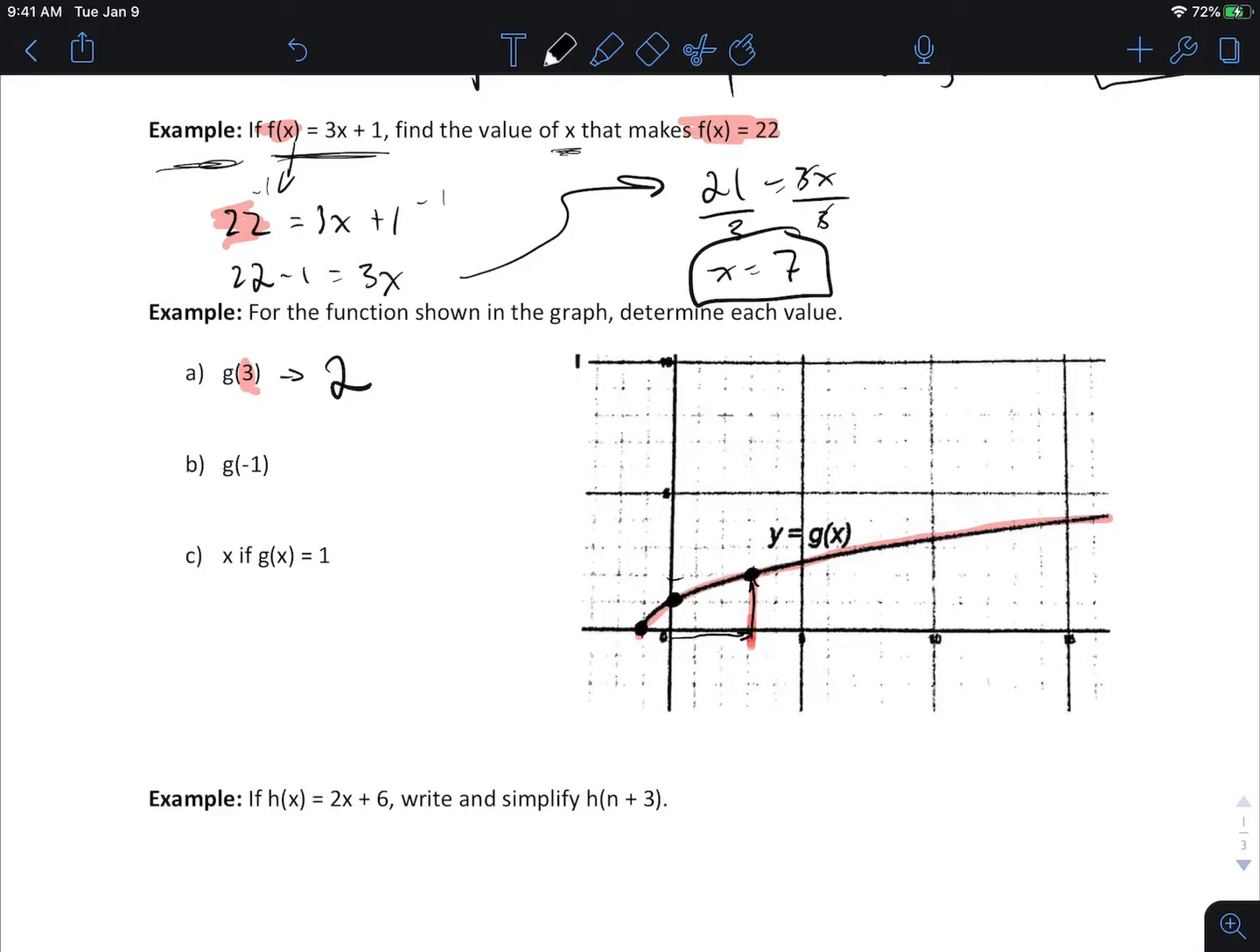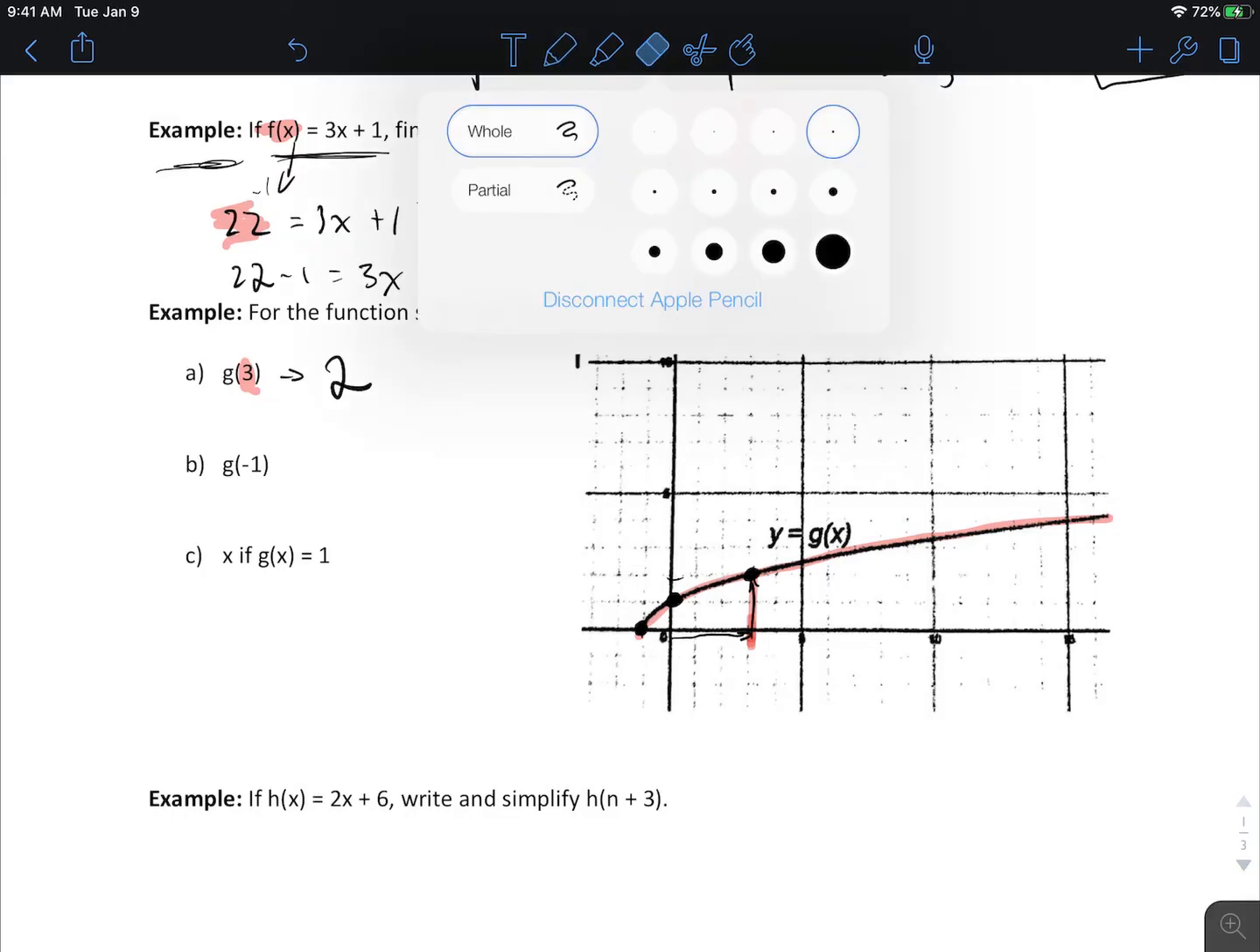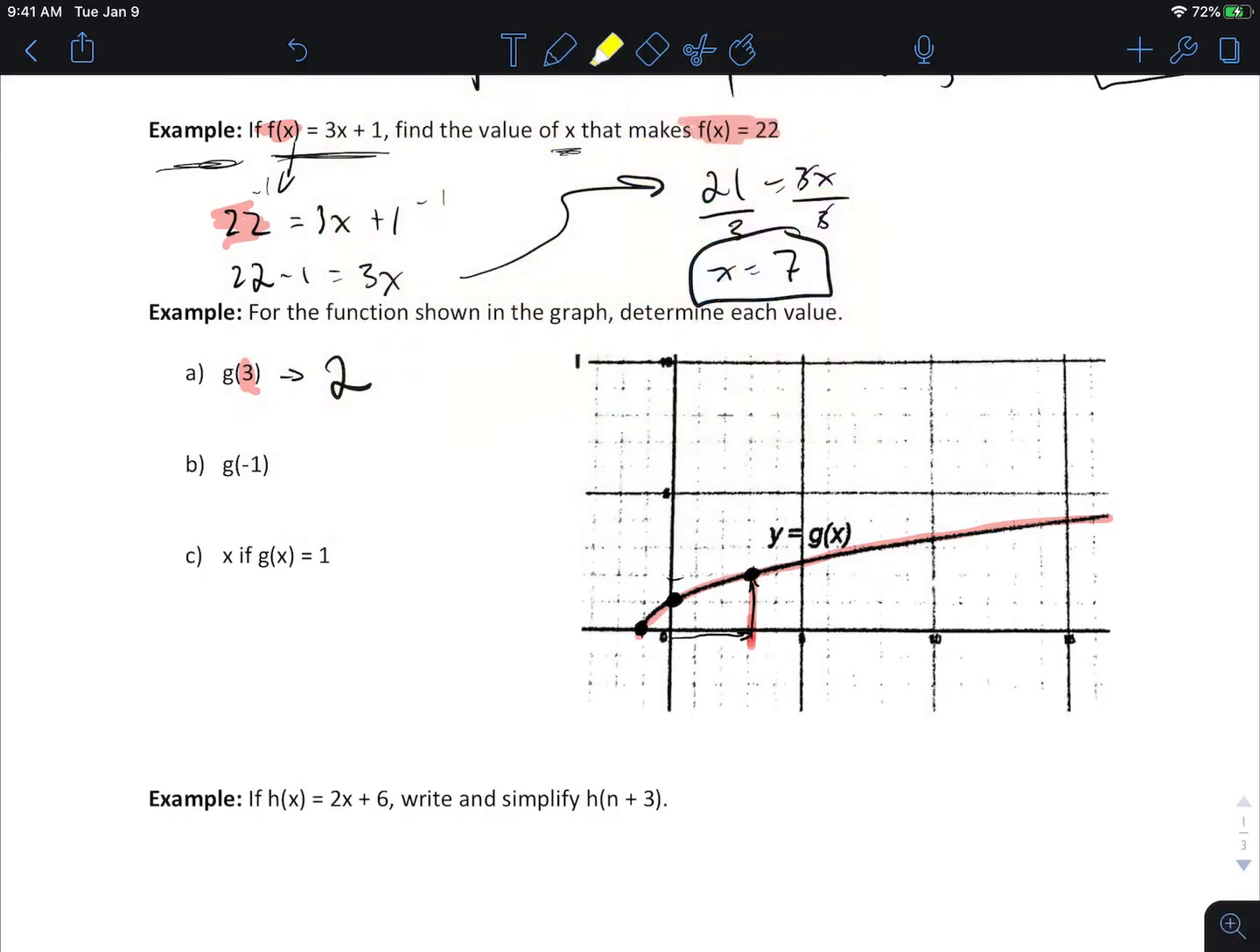And then let's go find, I'm going to do these in different colors so we can kind of see. So what's the value of the graph when x equals -1, right? So I go find -1. What's the value? It's right on 0, right? So then I get to go like this, 0. Okay.